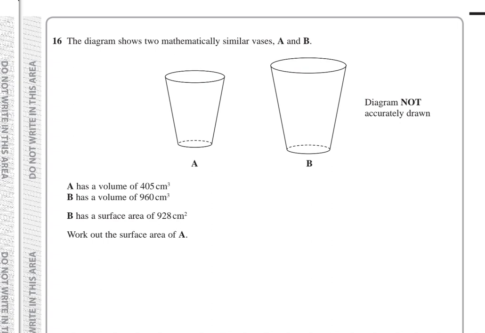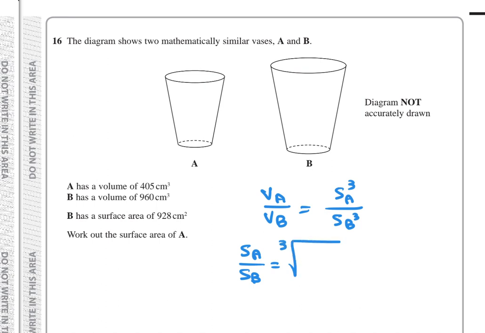Because they are similar, the ratio between their volumes, VA to VB, equals side A to the power 3 to side B to the power 3. We have the volumes, so to find the ratio between their sides, side A to side B, we take the cube root of the ratio between their volumes, which is the cube root of 405 over 960, which equals 3 over 4.